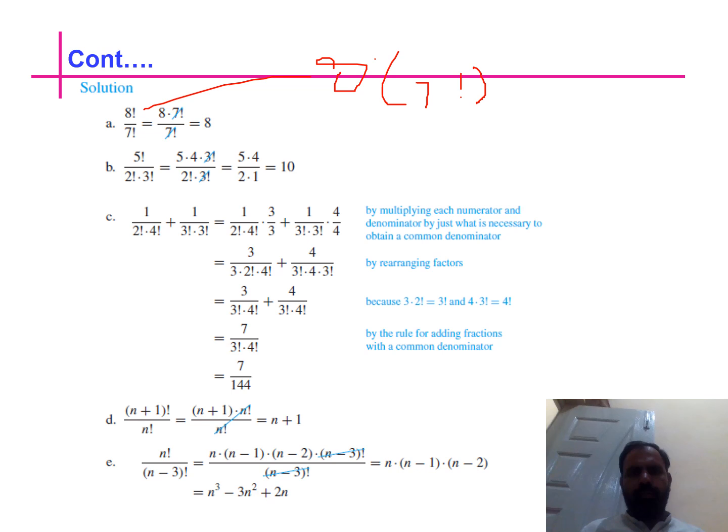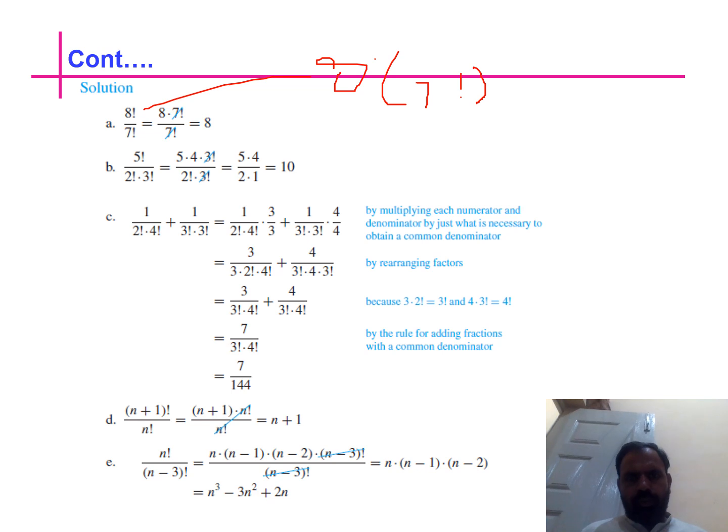so the answer is 10. And the next example, C: 1 over 2 factorial 4 factorial plus 1 over 3 factorial 3 factorial. So you can write 1 by 3 factorial 4 factorial dot 3 by 3. We multiply and divide by 3 in this expression, plus, and in the other expression we multiply and divide by 4. So this will become 3 over 3 into 2 factorial 4 factorial. This can be written as 3 dot 2 factorial and 4 factorial, plus 4 over 3 factorial 4 into 3 factorial.